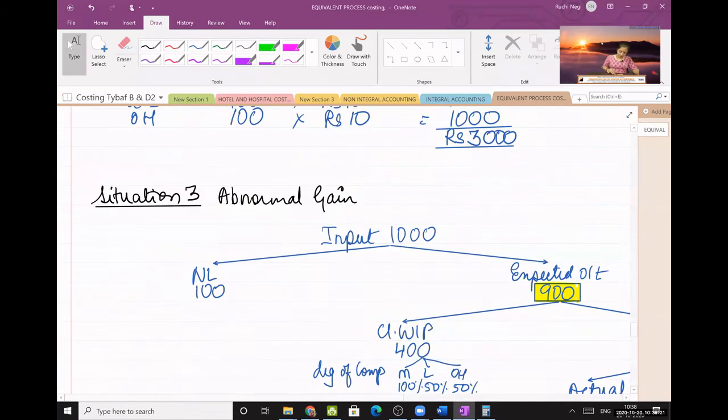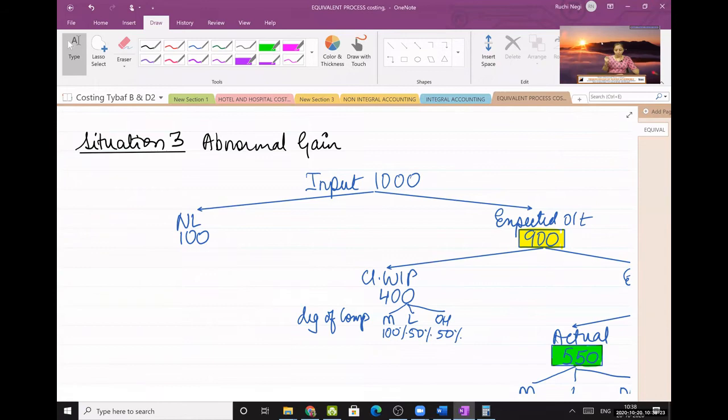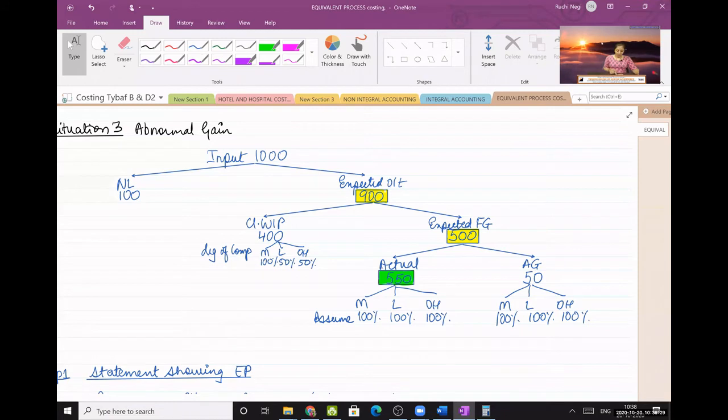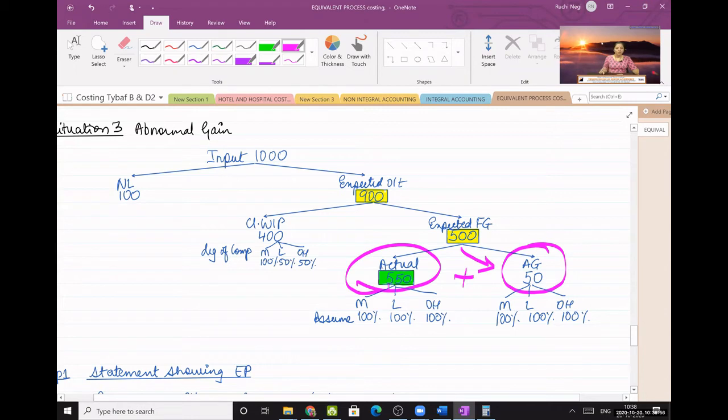Next, situation number 3, where I'm assuming an abnormal gain. So make a diagrammatic presentation. Input 1,000, normal loss 100, expected 900. Same as what we did earlier. Of the 900, 400 is my closing WIP. So the balance 500 is my expected finished goods. Of the 500, 50 is abnormal gain. Now students pay attention here. Since there is a gain, this will be added: 500 plus 50, so 550. That is the only change.